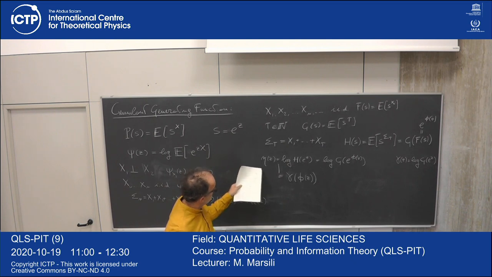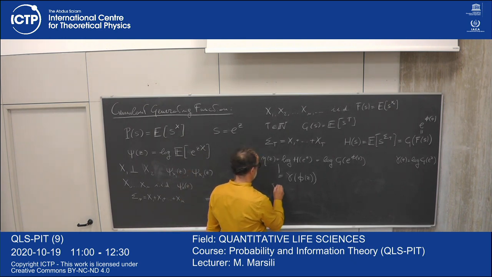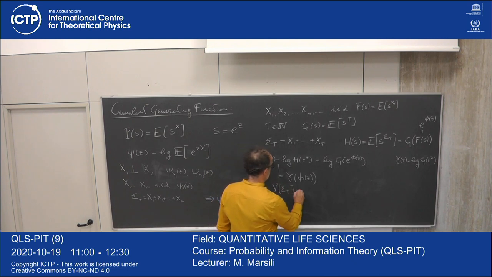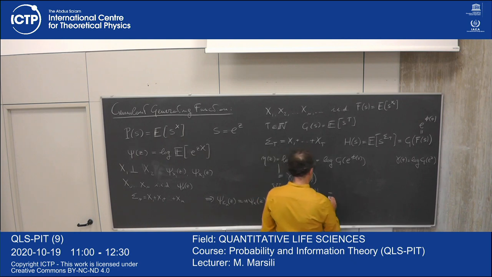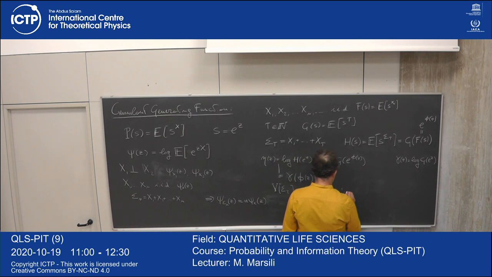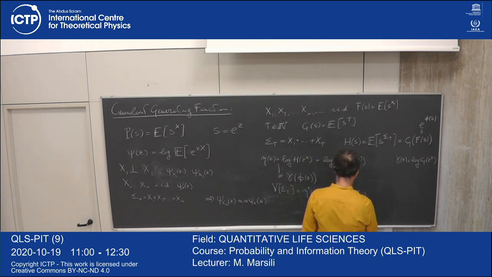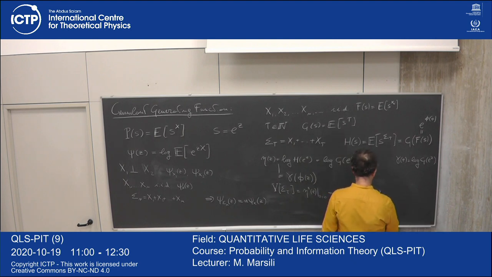But because the derivatives are directly the cumulants, this equation is much easier if you want to compute, for example, the variance of sigma. So let us do it. The variance of sigma t is just the second derivative of gamma computed at z equal to zero. And you have two terms. One term is gamma prime computed in phi of z times the second derivative of phi of z, plus gamma double prime of phi of z times the square of the first derivative. This should be computed at z equal to zero.